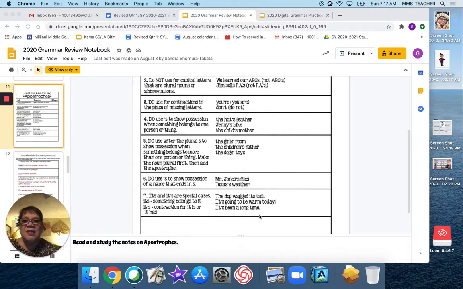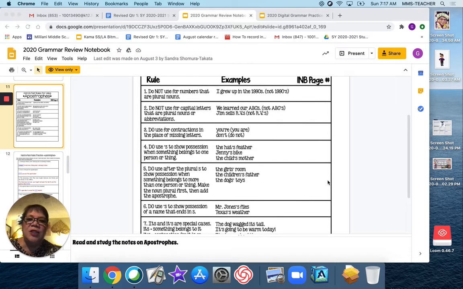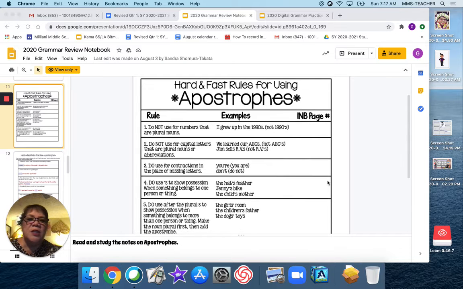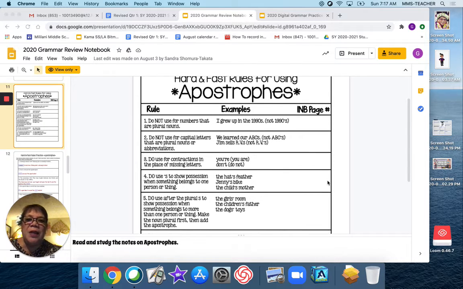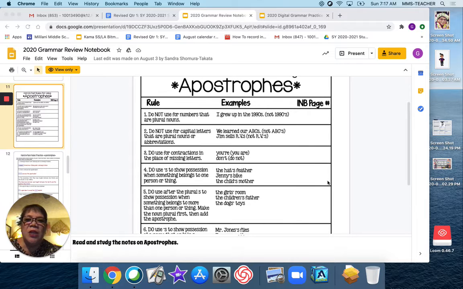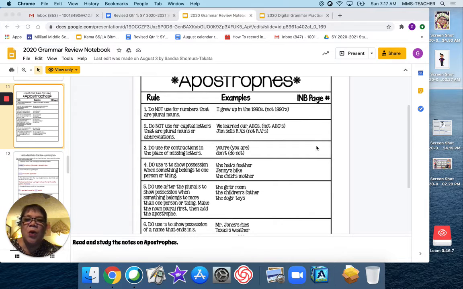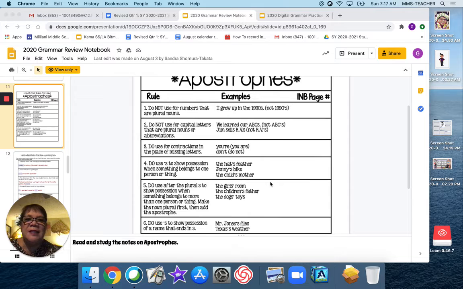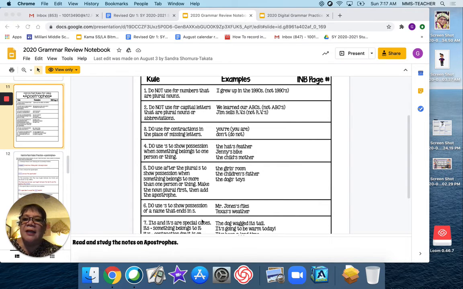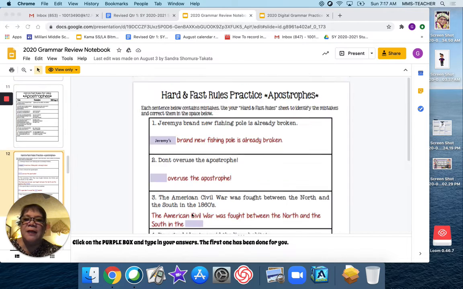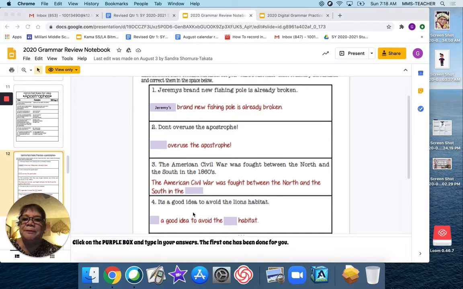So, going over these rules, what I want you to do is you have this in your interactive notebook. Just go over it, get familiarized with it so that you understand the rules when using apostrophes. Now let's take a look at the examples. If you look on the next page.